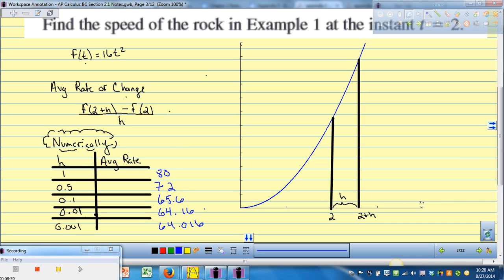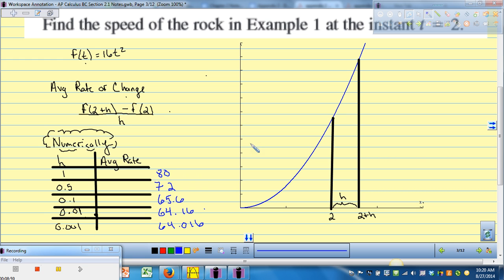So we see a trend happening. What does it look like our average rate is approaching? 64. Looks like it's going to get closer and closer to 64. So that's our numerical approximation. Remember, we look at things graphically, numerically, analytically, and so on. What are we actually doing when we keep moving this closer and closer? We're looking for the limit.